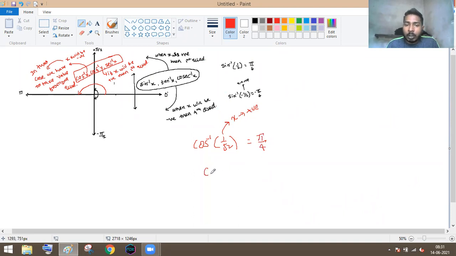That is pi by 4. But when we talk about cos inverse minus 1 by root 2, what do we have to do here? We have to look at the second quadrant. And what is the angle of the second quadrant, guys?